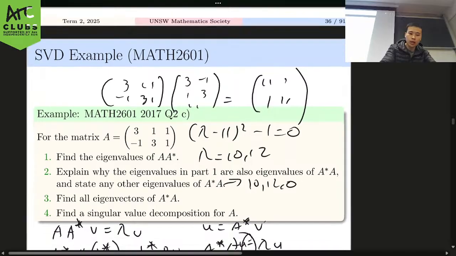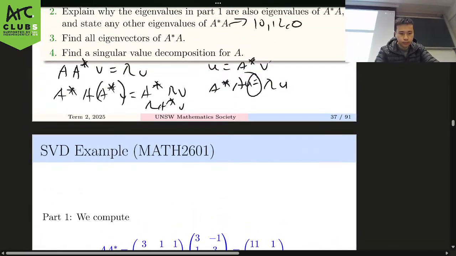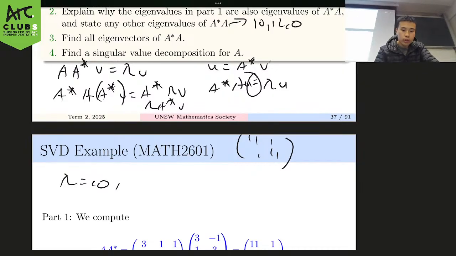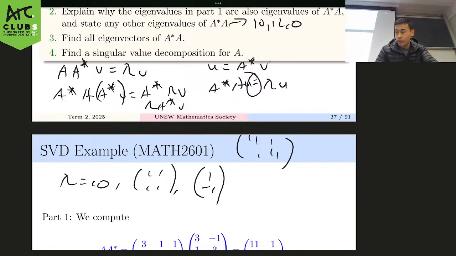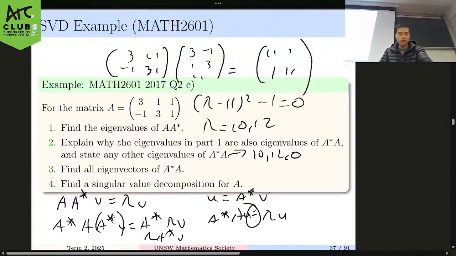Okay, find all the eigenvectors of A star A. This one's not that bad. Okay, let's say lambda equals 10. This is 11, 11, 1, 1. So 1, 1, 1, 1. So the eigenvector is 1, negative 1. Lambda equals 12: negative 1, 1, negative 1, 1. So the eigenvector again is 1, 1. So yeah, those are the eigenvectors.